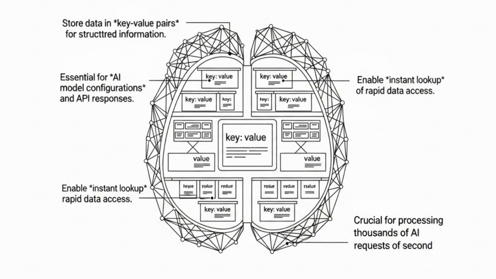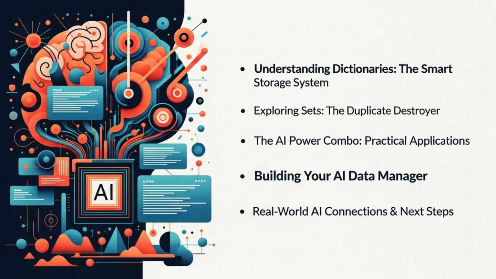Let's kick things off with dictionaries, often called hash maps or associative arrays in other languages. At their core, dictionaries store data in key-value pairs, which is how AI systems organize and retrieve information. Imagine a recipe book where each recipe has a unique name. That's your key, and all the ingredients and instructions are the value. It's incredibly intuitive and efficient.